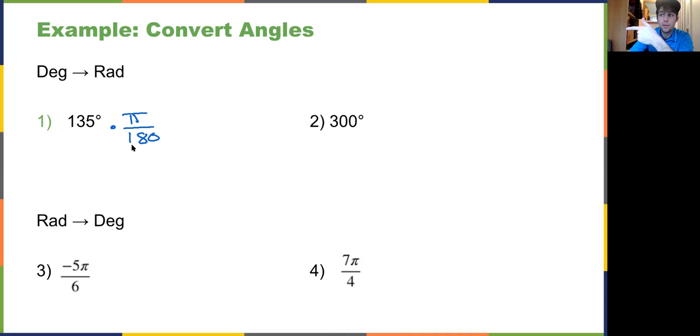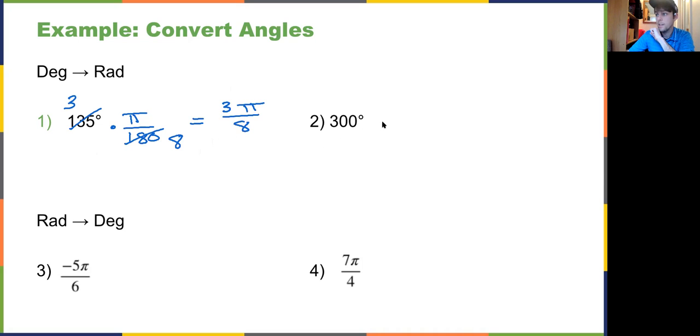135 and 180 are both divisible by 45. Now that might not be so obvious. You might have to do some shorter steps in that, but they're both divisible by 45. This one goes in there 3 times, and this one goes in there 8 times. So by doing that, I end up with a measurement of 3 pi over 8 in radians.